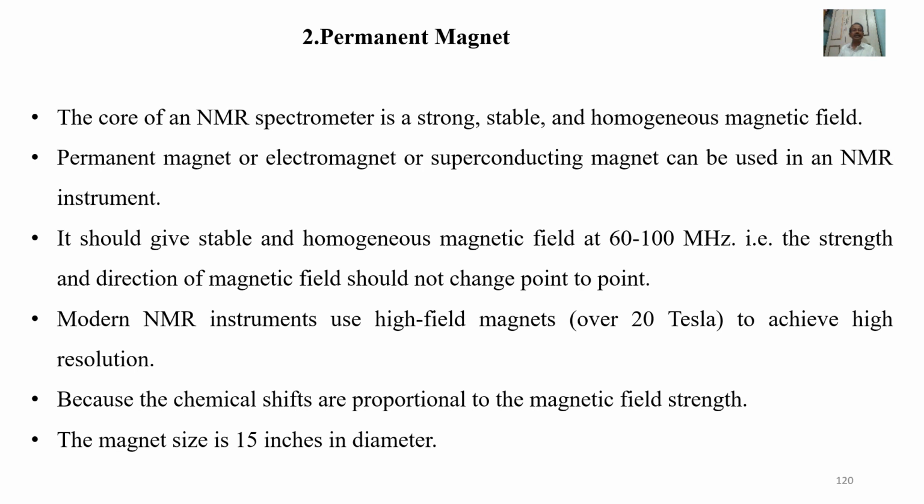Permanent magnet. The core of an NMR spectrometer is a strong, stable, and homogeneous magnetic field. Permanent magnet or electromagnet or superconducting magnet all can be used in an NMR instrument. It should give a stable and homogeneous magnetic field at 60 to 100 MHz. The strength and direction of the magnetic field should not change from point to point. Modern NMR instruments use high field magnets over 20 Tesla to achieve high resolution because the chemical shifts are proportional to the magnetic field strength. The magnet size is 15 inches in diameter.